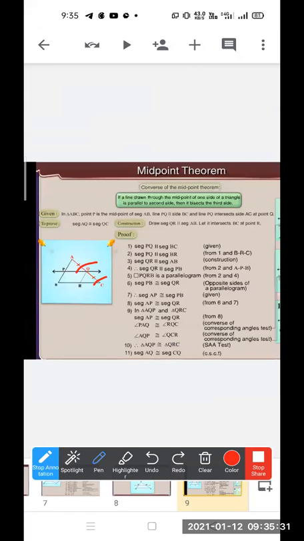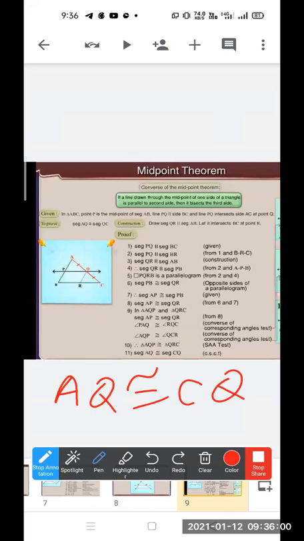If these two triangles are congruent, then AQ is congruent to CQ. What is the reason? Corresponding sides of congruent triangles. We have considered these two triangles and proved they are congruent, so the corresponding sides are also congruent. Segment AQ is congruent to segment CQ. That is what we have to prove here, that it bisects the third side.